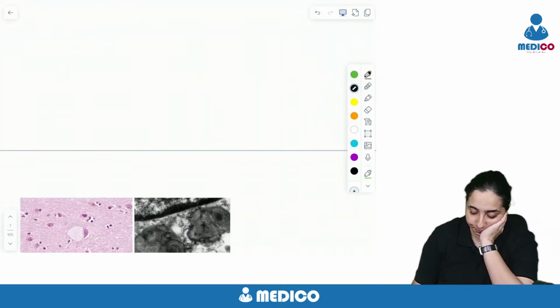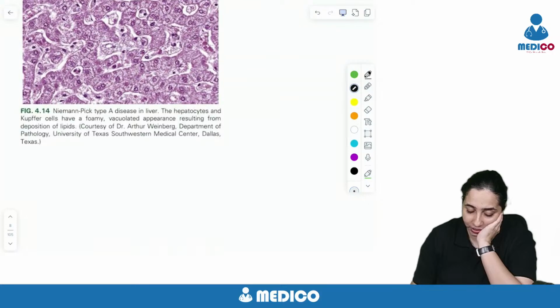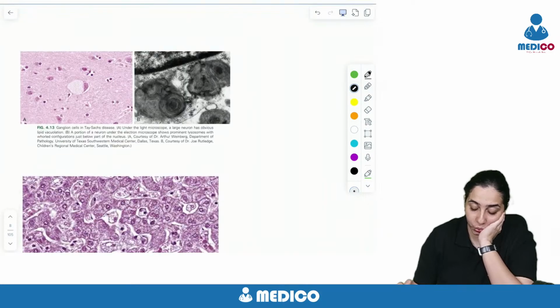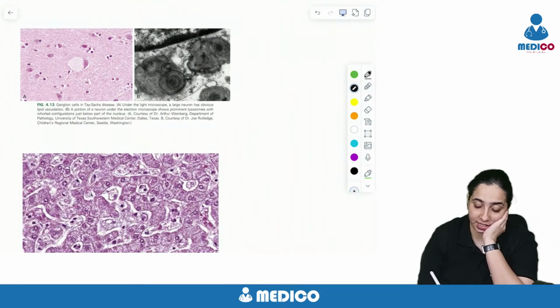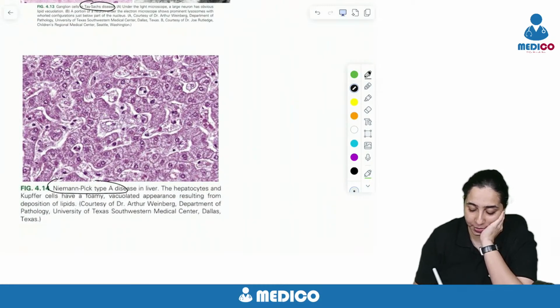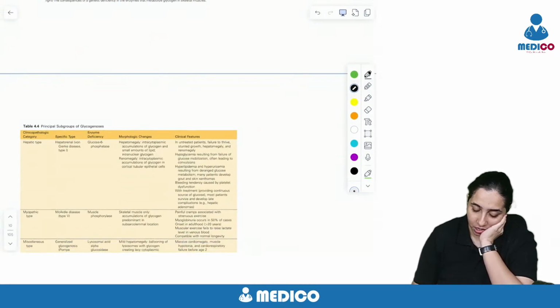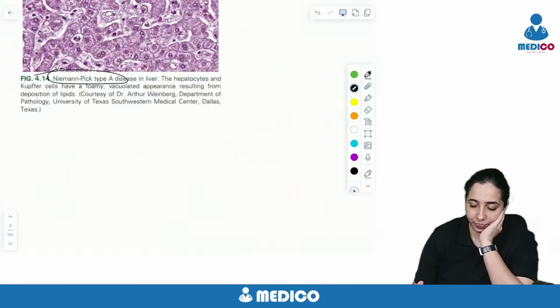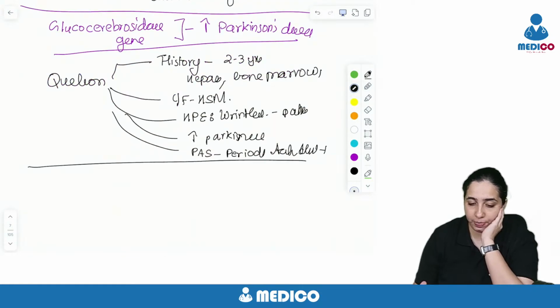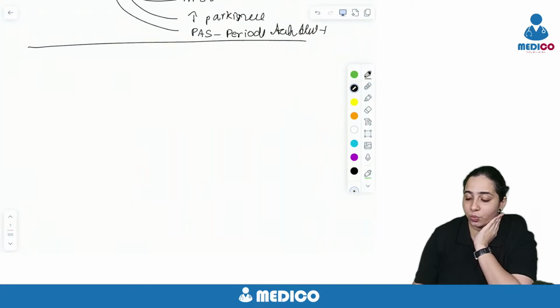So that is it about Gaucher's disease. Here you can see there are two other diseases that have been described. That is your Tay-Sachs disease and your Niemann-Pick disease. And here this is the Gaucher cell. So now we will see what is meant by Niemann-Pick disease and what is Tay-Sachs disease.